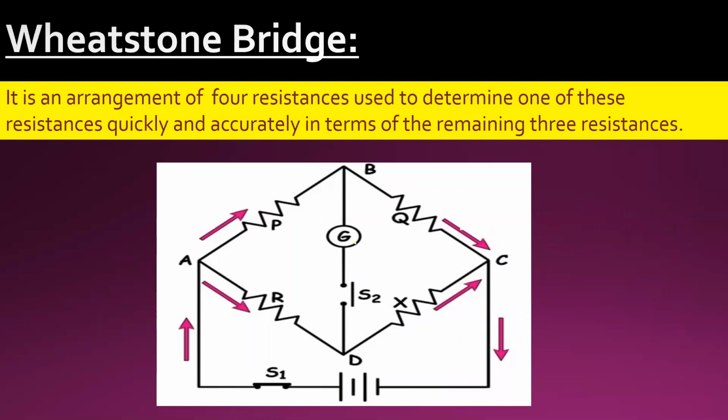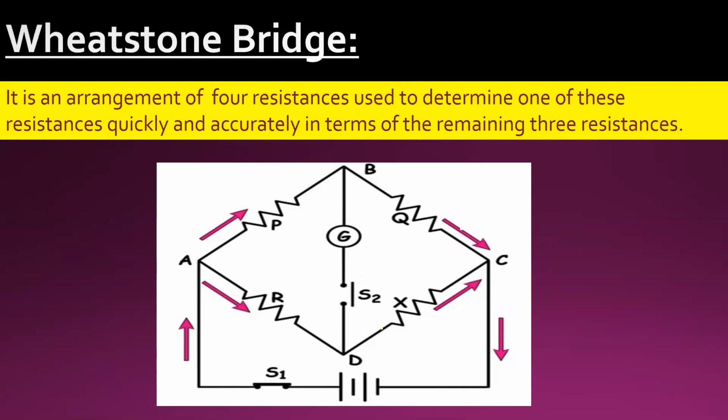Basically, it is the arrangement of 4 resistances used to determine one of these resistances quickly and accurately in terms of the remaining 3 resistances. So this is the actual arrangement which you are seeing in the diagram over here. That is, it is in the form of a bridge. That's why it is called a bridge. Wheatstone is the name of the scientist who discovered this bridge.